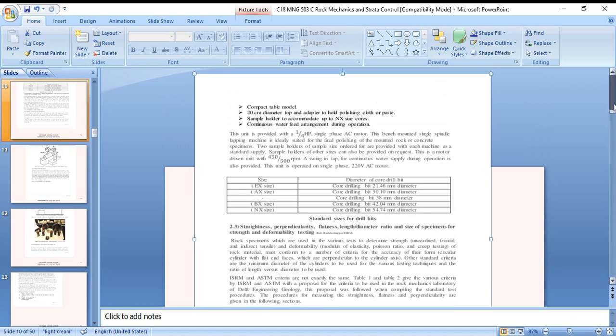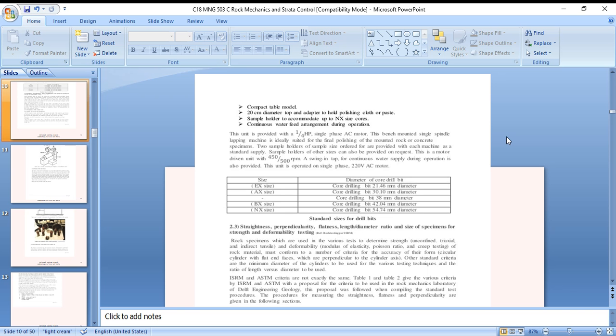And then, as far as the size for the different samples is concerned: EX size, AX size, BX size, and NX size. These are standard sizes for drill bits.